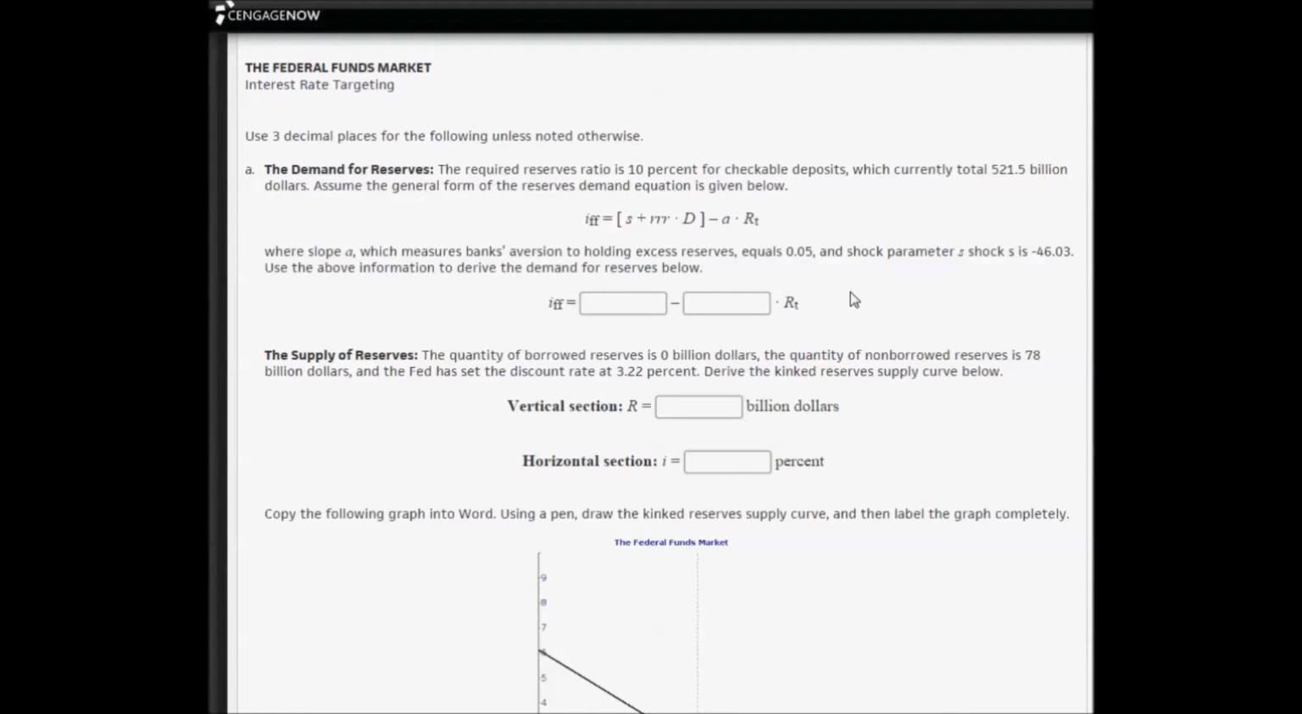In question 5, we're going to build the federal funds market and then show how the Fed targets interest rates. The numbers for the demand curve and the numbers for the supply curve have all been copied and pasted into Excel.